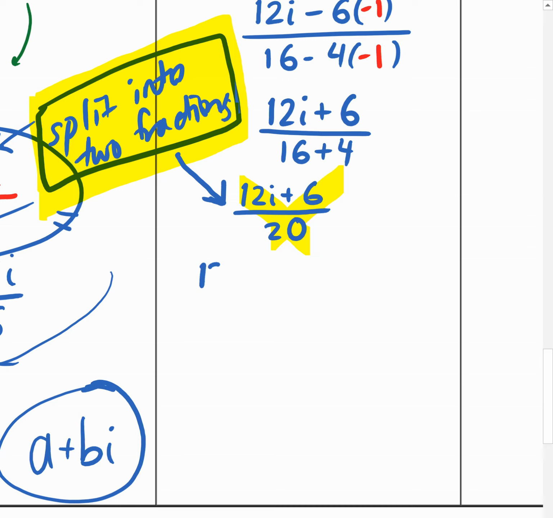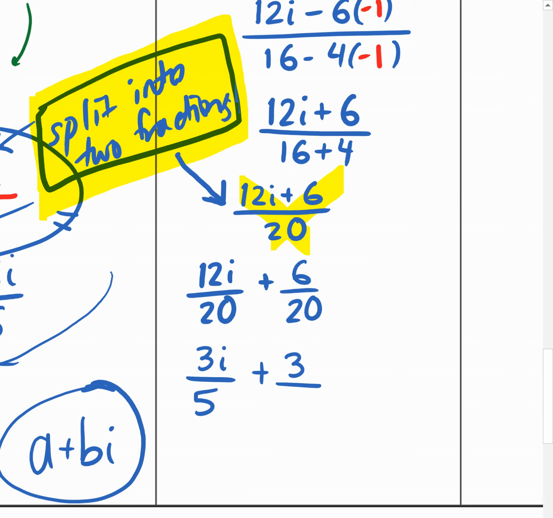So okay, like we said, 12i over 20, that's the first fraction it splits up into, plus 6 over 20. And I'll try to reduce either of those. So 12 over 20, that reduces by 4. 4 can go into 12 3 times, and 4 can go into 20 5 times. The second fraction, though, it can only reduce by 2. 2 goes into 6 3 times, 2 goes into 20 10 times.